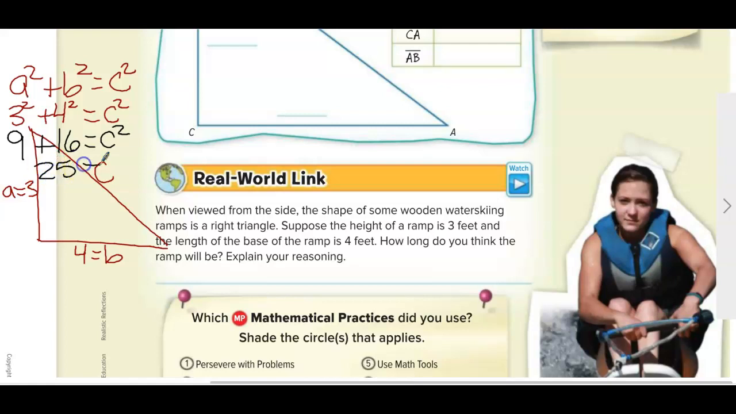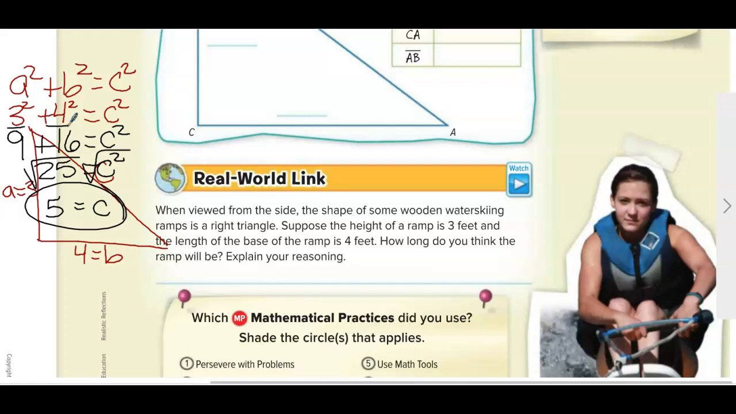25 equals C squared. So how do I get rid of the squared part? Take the square root of it. So in other words, what times itself gives you 25? 5. So what does C equal? 5. So is it 7, Tristan? No, I understood. Okay, so remember, we can't just add these two numbers to get C. You have to actually do the problem.